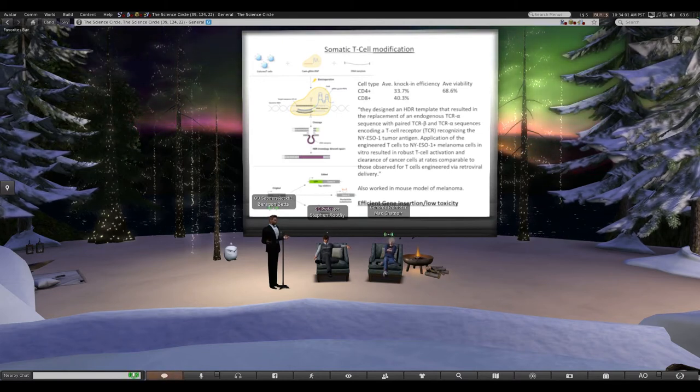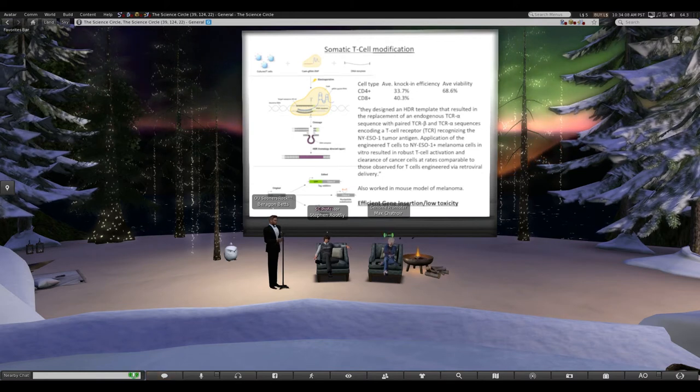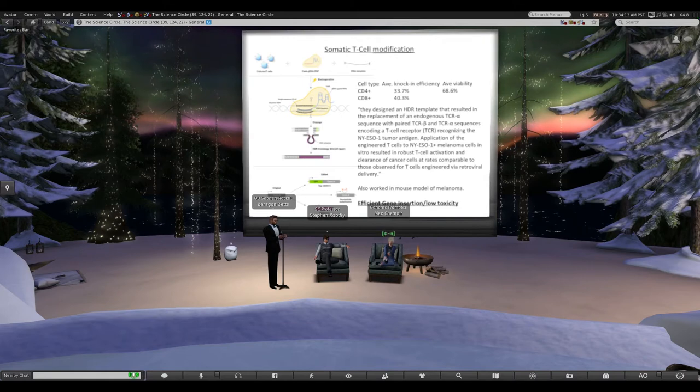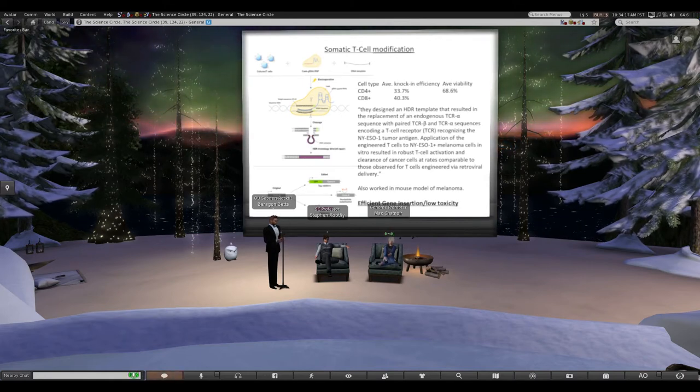Yes, Marianne. I think one of the interesting things about this somatic gene therapy is that you don't have to fix all the broken cells. You just have to fix some of them, enough of them to produce whatever it is that needs to produce normally.